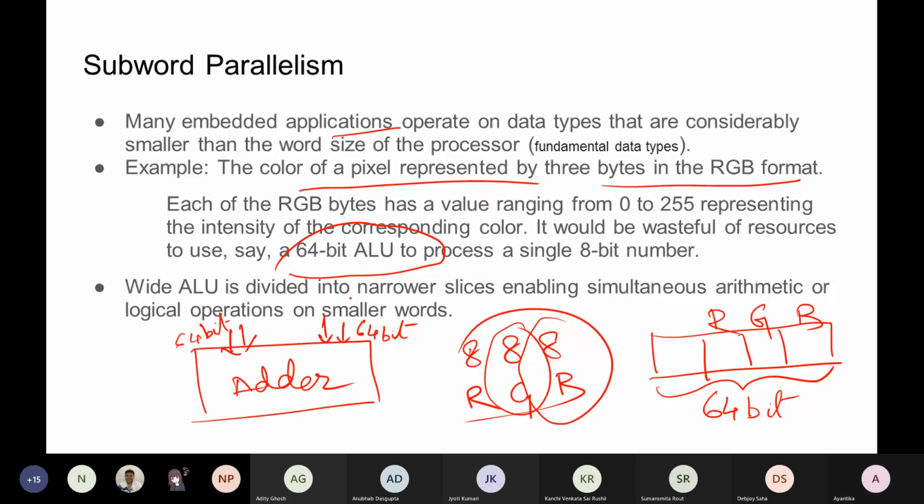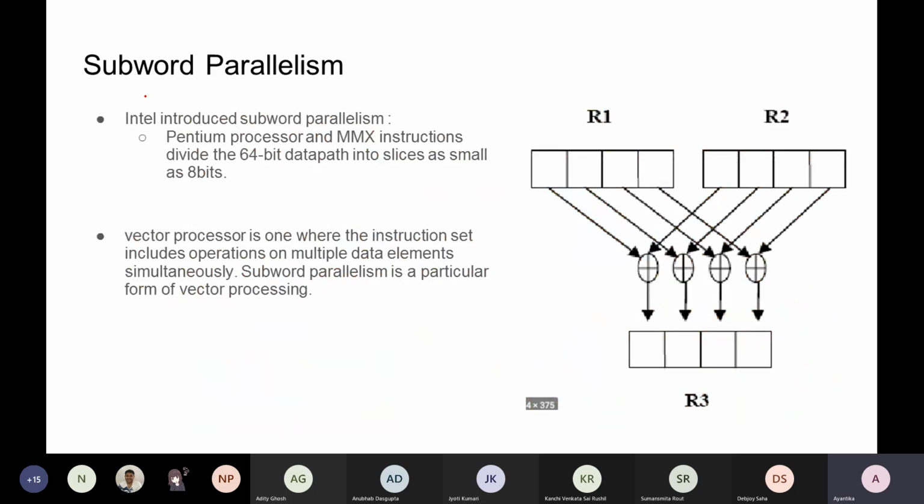Okay. That means this is the main idea of why the ALU is divided into narrower slices, enabling simultaneous arithmetic or logical operations on smaller words. So though you are processing 64 bits together, basically you are applying parallelism on these inner 8-bit values. Okay, this is called subword parallelism. And it's shown the same thing.